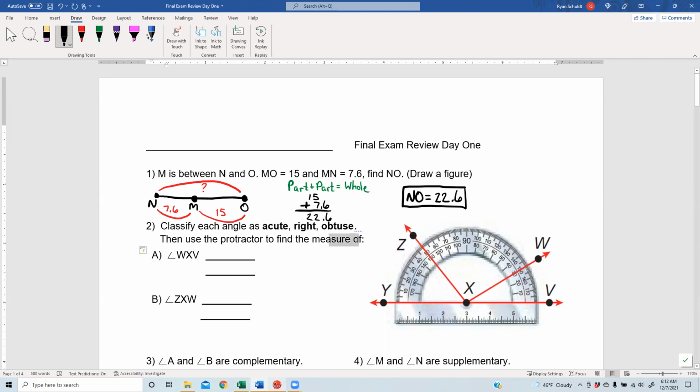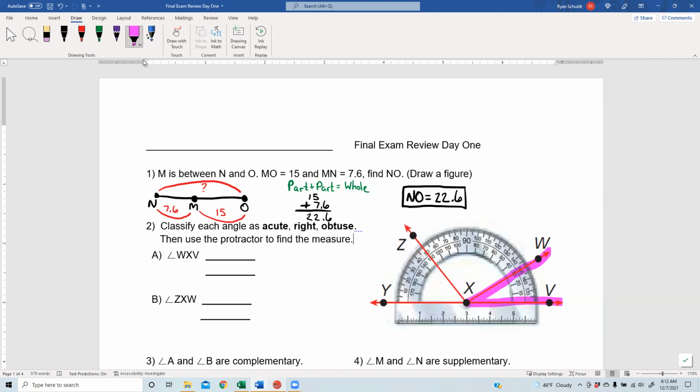Okay, so for these next two, or really it's one problem with two parts, we want to classify the angle as acute, right, or obtuse, and then use the protractor to find its measure. So remember, the letter in the middle is where we turn at. So for A, it asks us about W, X, V.